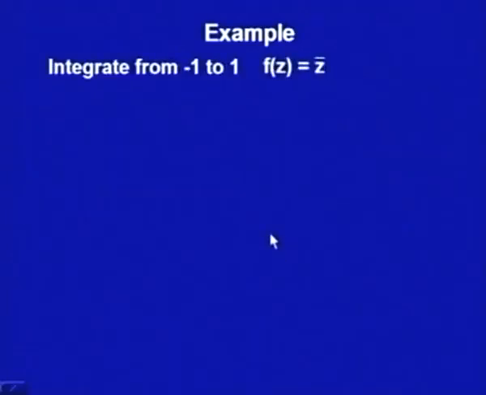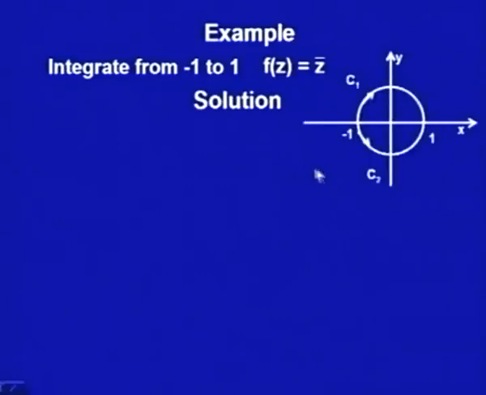Integrate from minus 1 to plus 1 the function z bar, that is the complex conjugate of z, that is x minus iy. Let us take the path from minus 1 to plus 1 in this orientation, the upper half circle, and another path taking the lower half circle in this orientation. So, let us start with these two paths, C1 and C2.